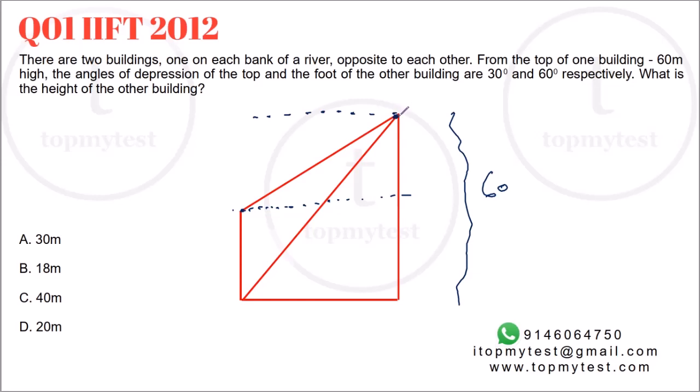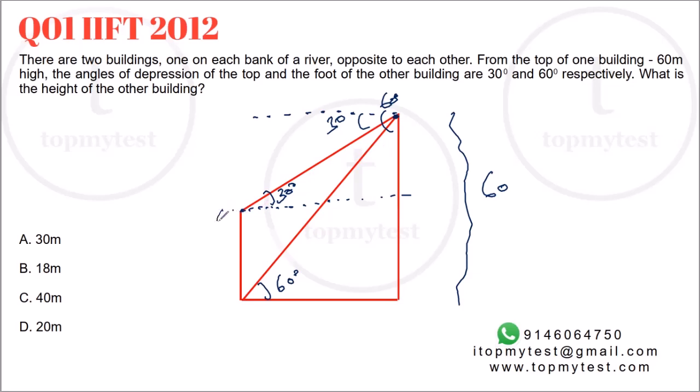Here we are assuming that the height of the person standing on top is negligible. In some cases, you will find that the height will be given, and you'll have to take that into account as well. Okay. So the angles of depression of the top and the bottom are 30 and 60 degrees, which means this angle will be 60 degrees and this angle will be 30 degrees.